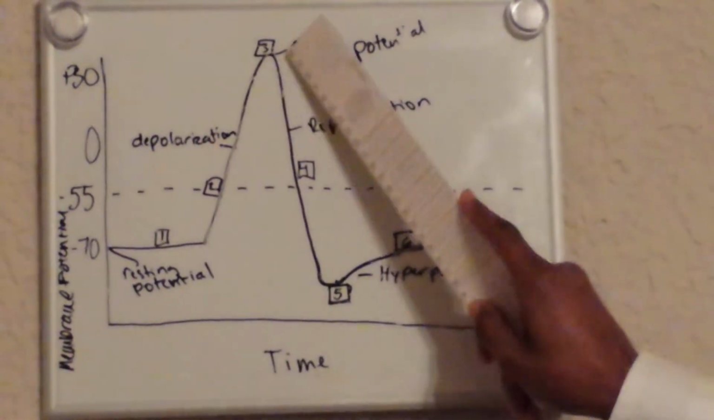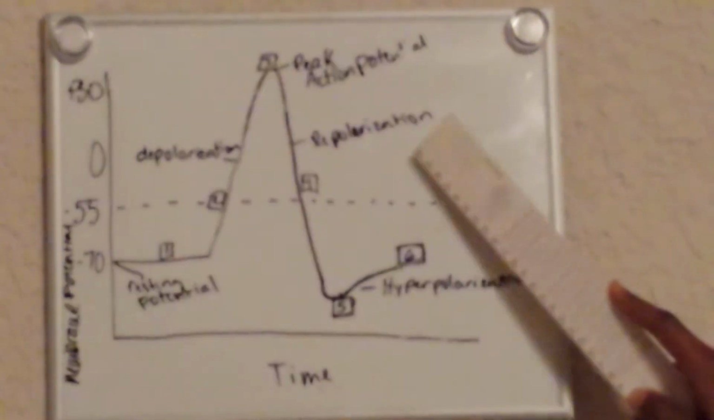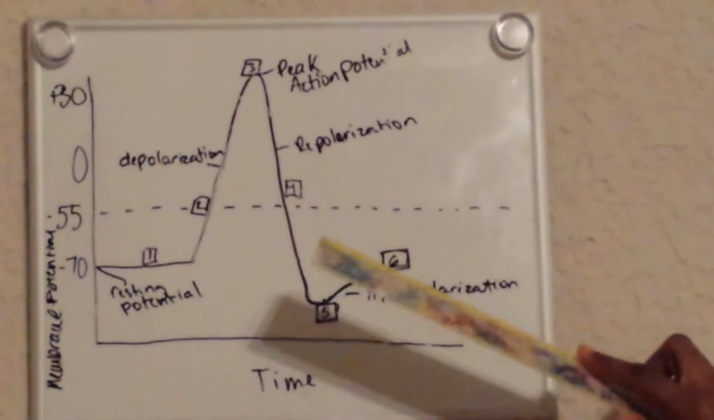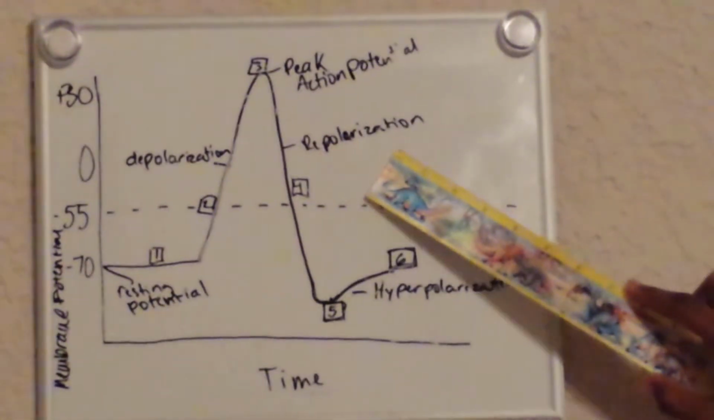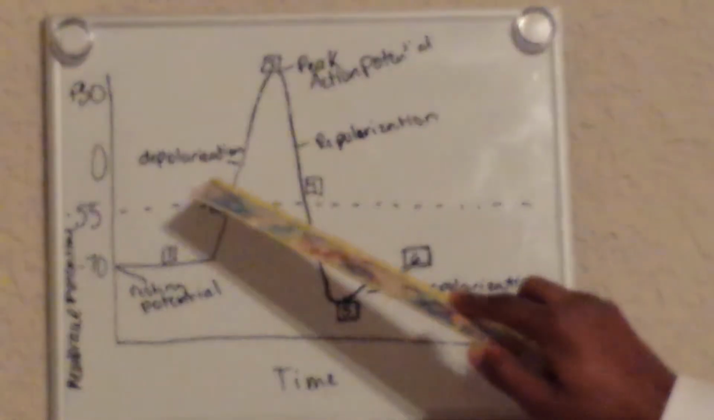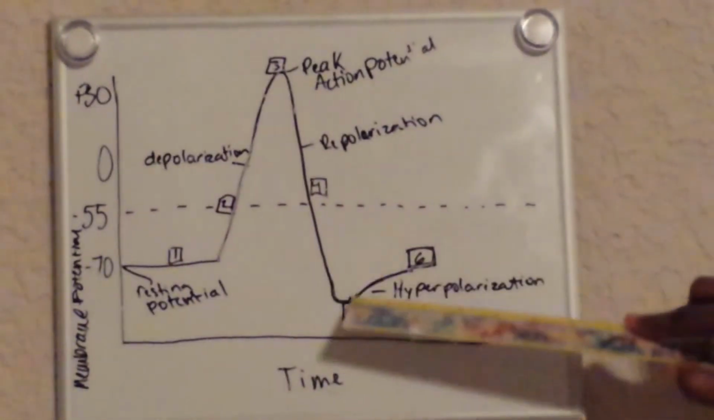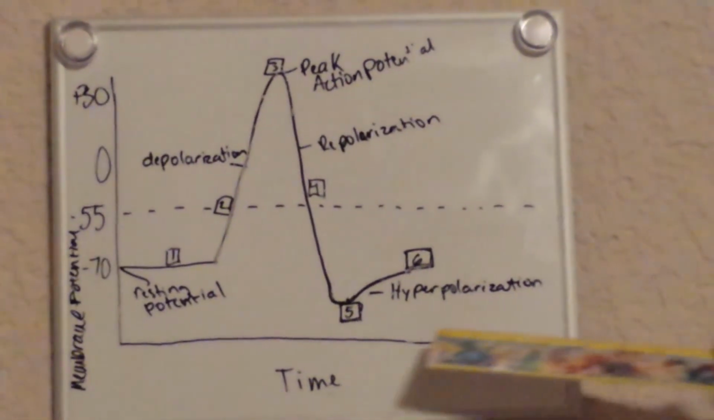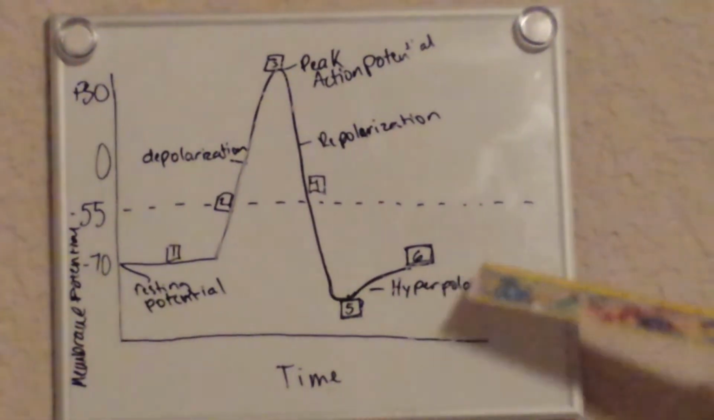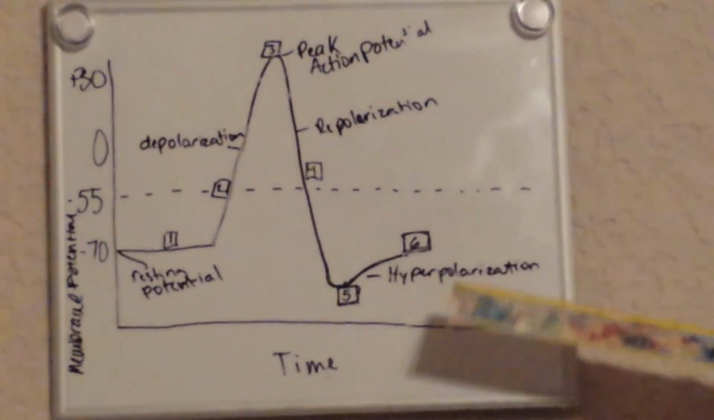And here we have the peak action potential where it stops increasing, and we have the repolarization, which is the decrease, and basically the opposite of the depolarization. And here we have the hyperpolarization, which is the return to the resting potential, where we have a negative charge on the inside of the neuron.